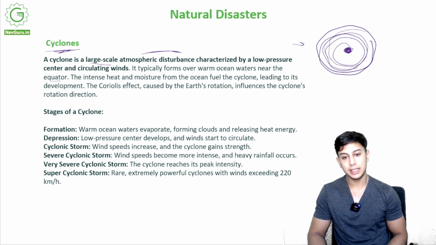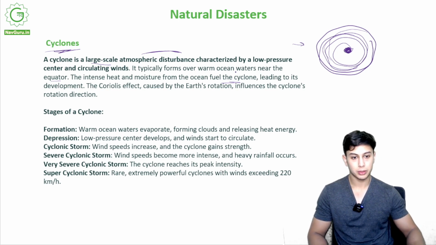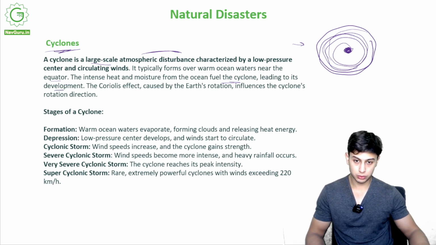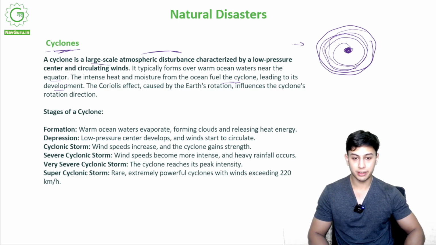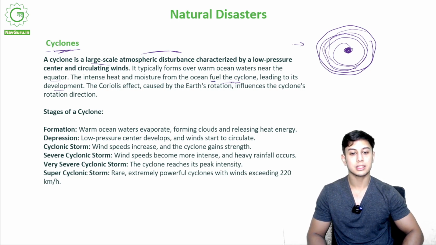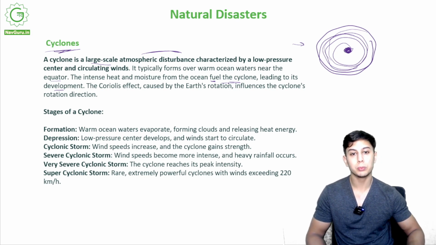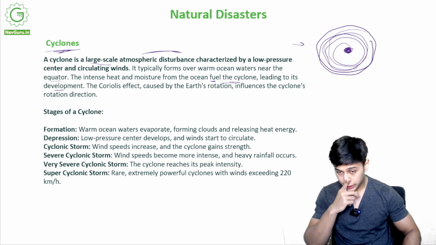The intense heat and moisture from the ocean fuel the cyclone. So the heat and moisture from the ocean is what keeps the cyclone moving, leading to its development. The warm ocean water near the equator has a lot of heat. It fuels, which means it gives energy to the cyclone, not in the form of petrol or anything, but this is what keeps the cyclone moving. This is what gives rise to a cyclone.